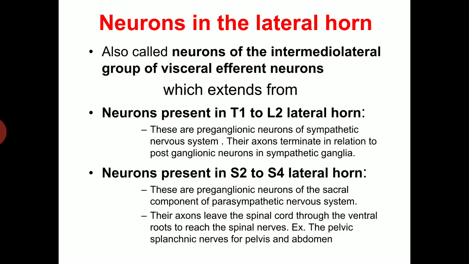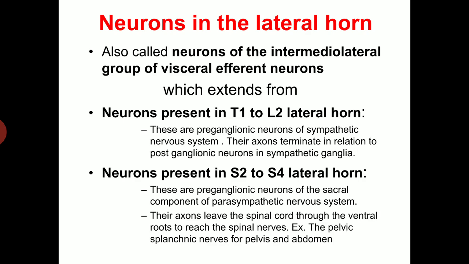Neurons in the lateral horn are also known as neurons of the intermediolateral group of visceral efferent neurons, present in the T1 to L2 lateral horn. T is the thoracic segment, L is the lumbar segment. These are preganglionic neurons of the sympathetic nervous system. Their axons terminate in relation to postganglionic neurons in sympathetic ganglia.